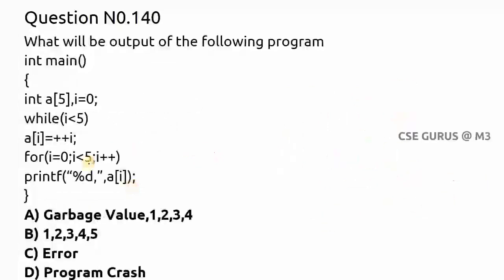Coming to question number 140, A of 5 is given. That is an array, and initially what values have I given in the array? No values. That's why it is a simple array, and the values are initially garbage values. If it were static, of course the values would be 0, but here it's a simple integer, so the values are garbage values.